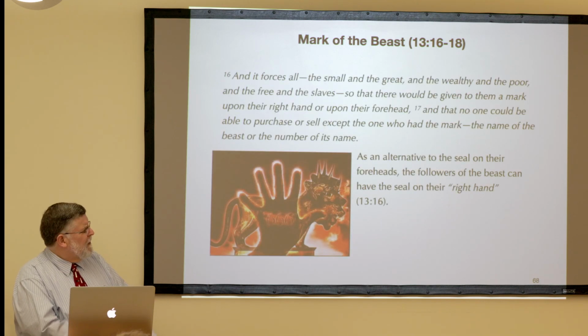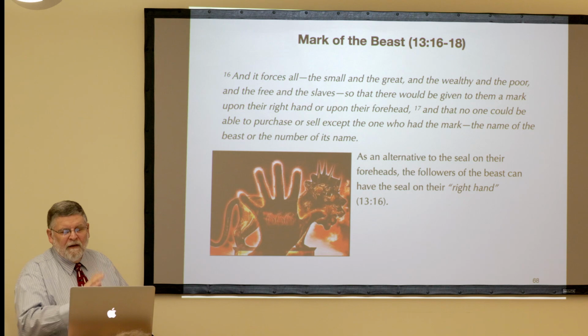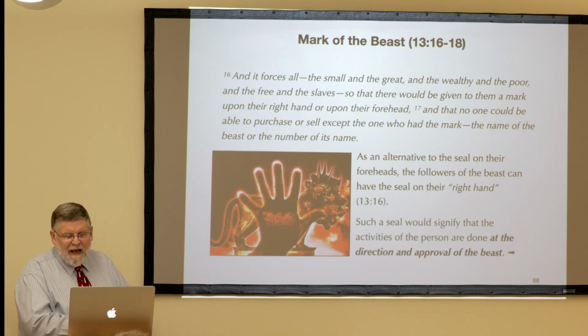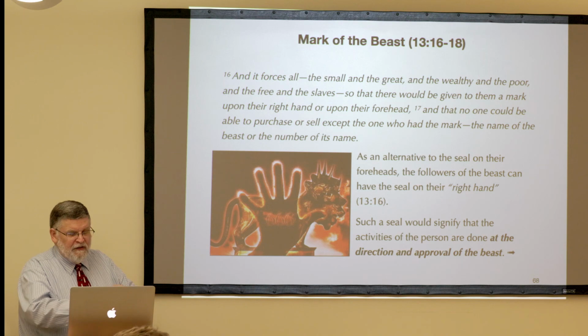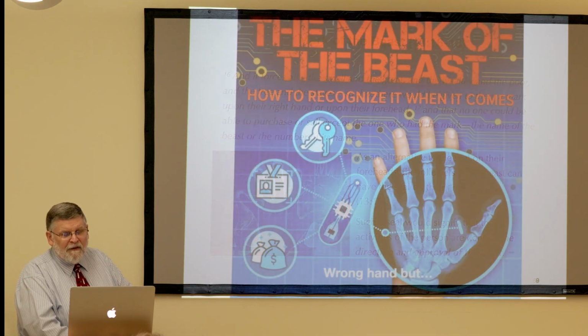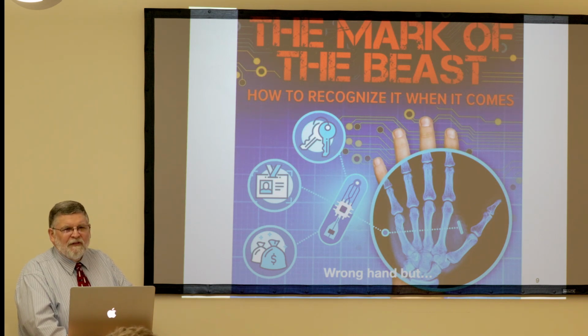But it also could be on the hand. It's the right hand, and the hand would signify the actions of the person, done at the direction and approval of the beast. And I found this as I was looking for stuff. It's hard to find stuff on the mark of the beast. The problem with this is it's the wrong hand. First of all, I did not do this illustration. It's the wrong hand, but what's it trying to point out?